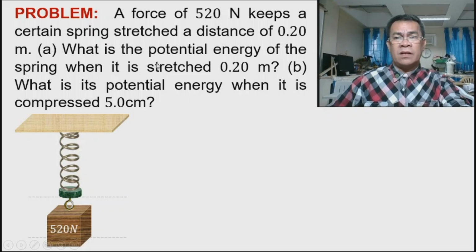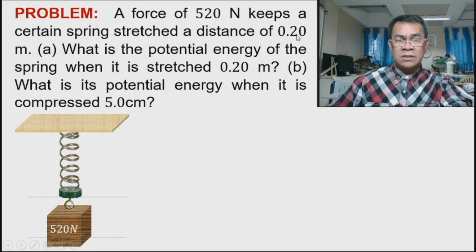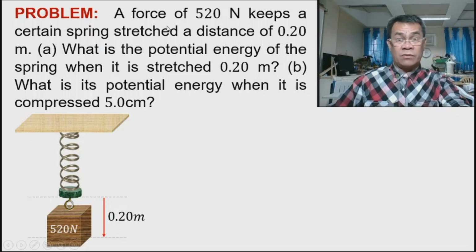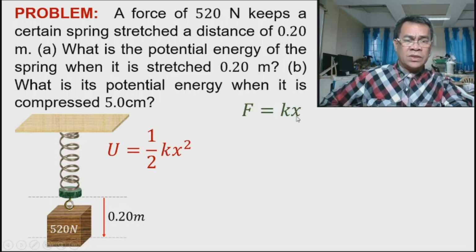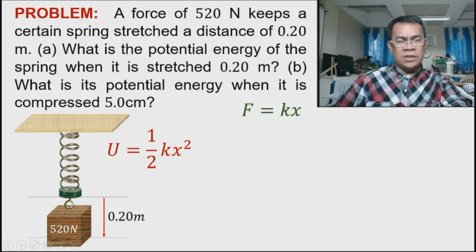So take note that this is our initial position. Then after applying the 520 newtons, it was displaced, and according to the problem, this is 0.20 meters. That's according to the problem: with the force applied of 520, the displacement is 0.2. Then take note that our elastic potential energy is one half k x squared. Again, remember that Hooke's law is F equals k x, a constant times x. In this case, we have the force and we have the displacement.